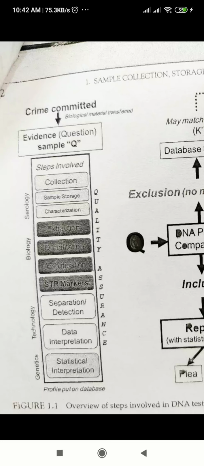Software is already available that gives the results, whether the sample collected is perfect or giving positive results for DNA profiling or not. Then at last comes statistical and interpretation, where our question is about the evidence we found at the crime: the questioned sample, whether that is relevant or matching with the suspect one.